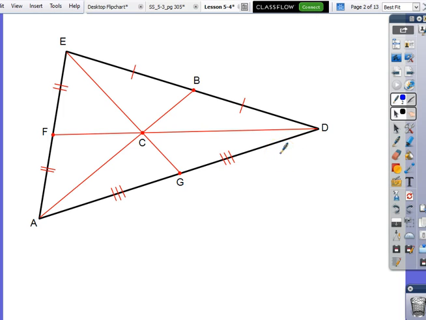So how can we identify point C? C is a centroid. The reason it's a centroid is because it's the point of concurrency between 3 medians. AB is a median, EG is a median, and DF is a median. A median is identified by connecting a vertex to a midpoint. So since C is the centroid, it is going to be a 1/3, 2/3 distance of this whole line.